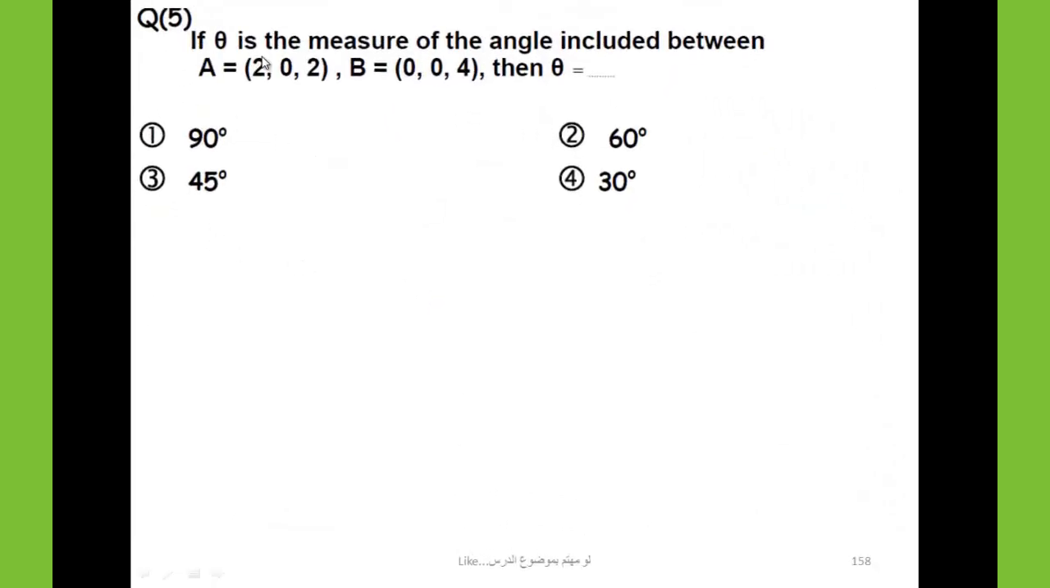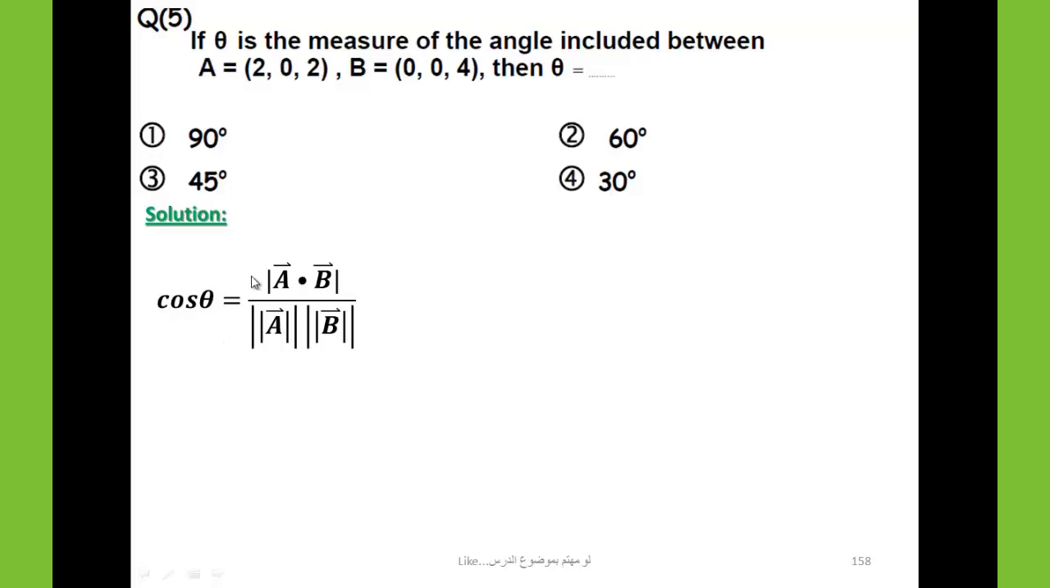Question number 5. If theta is the measure of the angle included between A = (2, 0, 2) and B = (0, 0, 4), then theta equals one of these values. So the required is to calculate the measure of the angle included between these two vectors. Solution: cosine theta, you have to memorize it.